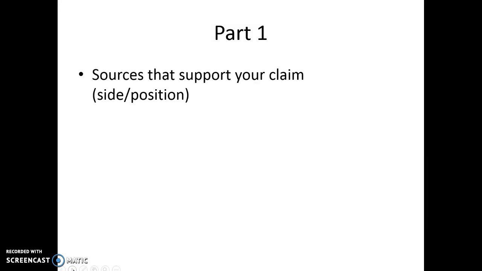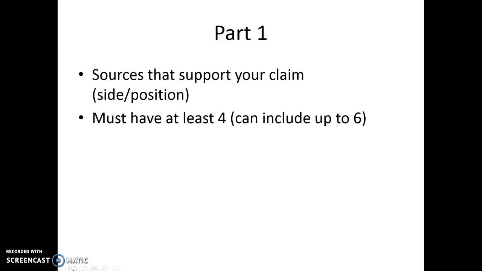So part 1 of the assignment, if you look at the topic proposal, the shell that you will be filling out, is asking you to provide sources that support your claim, or if you want to say your side or your position on the matter. And you must have at least 4 of these. You can include up to 6. This final paper is requiring that you have at least 6 to 8 sources. You have to have at least 4 for your side of the claim, but you can include up to 6.